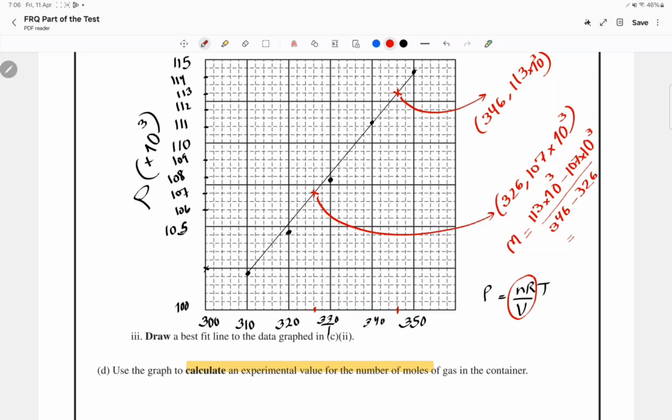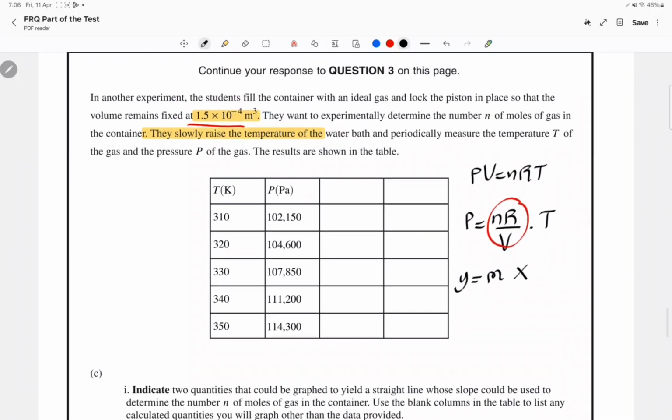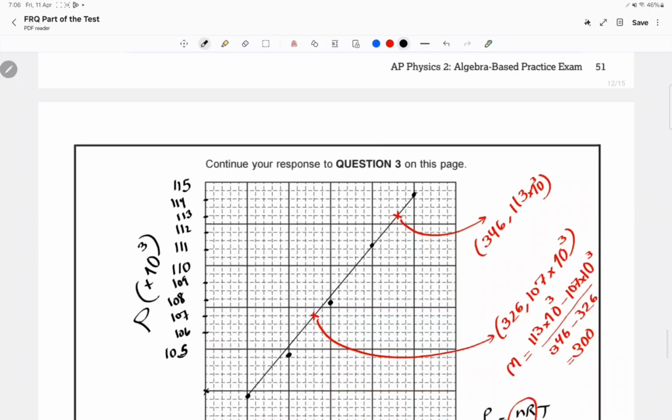I got 300. So now my slope is equal to 300. So I'm going to say my slope is equal to 300, which is equal to N times R, which is 8.31. That's actually in your equation sheet, the first page, over the volume, which was given to us in the beginning of the question, is fixed at 1.5 times 10 to the power of negative 4.